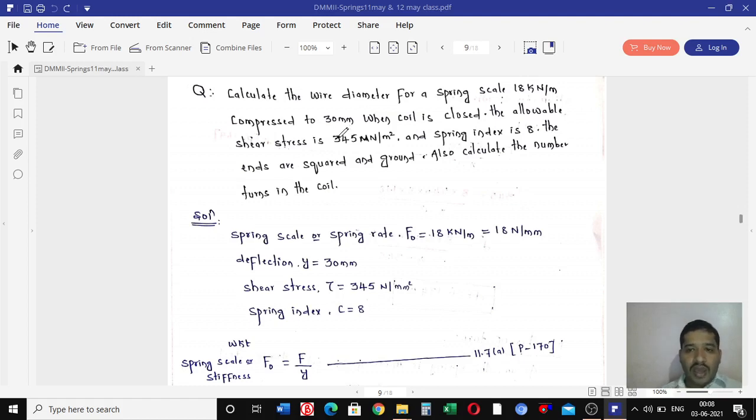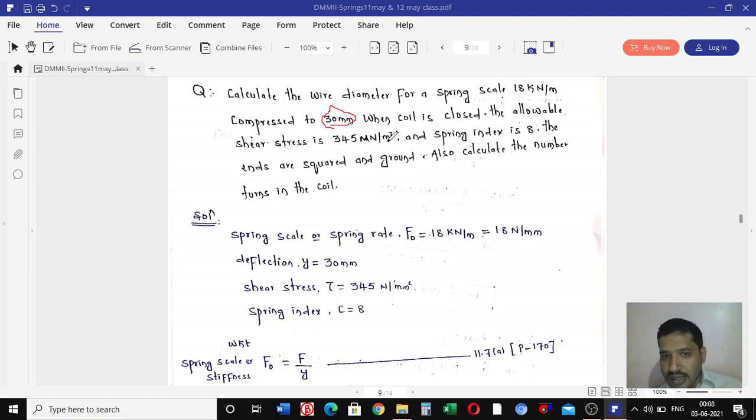Then it is compressed to 30 mm when the coil is closed. Let us see, if some amount of compressive force is acting on the spring, it causes deflection. So how much is the deflection here? 30 mm. The allowable shear stress is 345 mega Newton per meter square. So 345 as it is, mega means 10 power of how much dear? 10 power of 6.